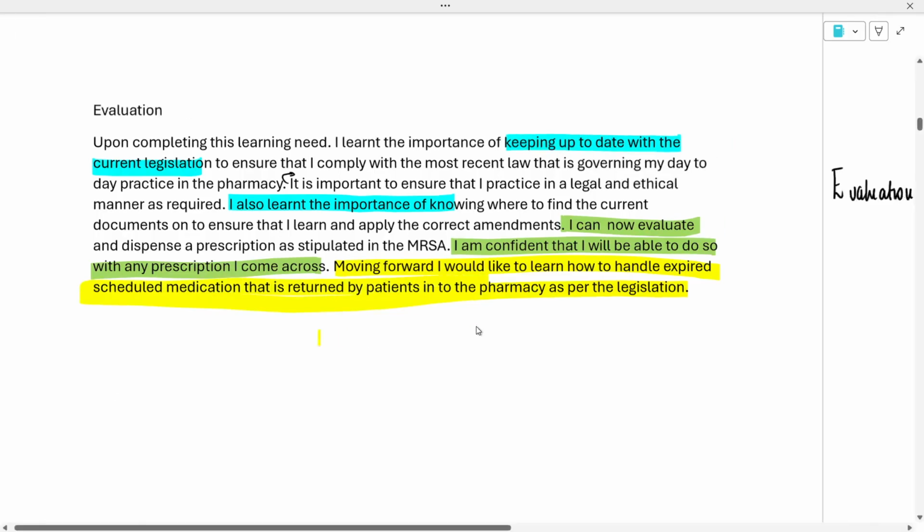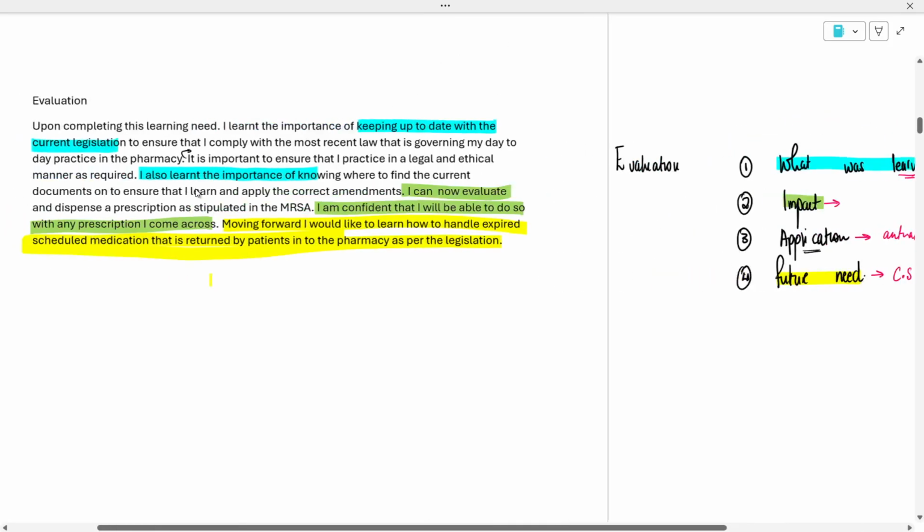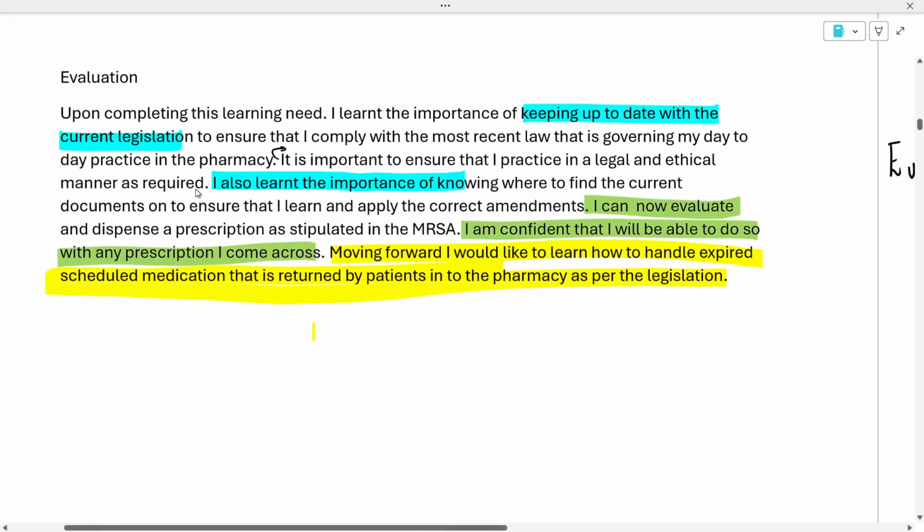Okay. So from this, I can see that you stated what you learned. Let me start here. You stated what you learned. You stated the impact, how this has impacted you. And you also stated your future learning need. But this is not covered. There's no application. So the quality of how you stated what you stated: you learned you can now evaluate and dispense. So even now, okay, I can see you can evaluate.